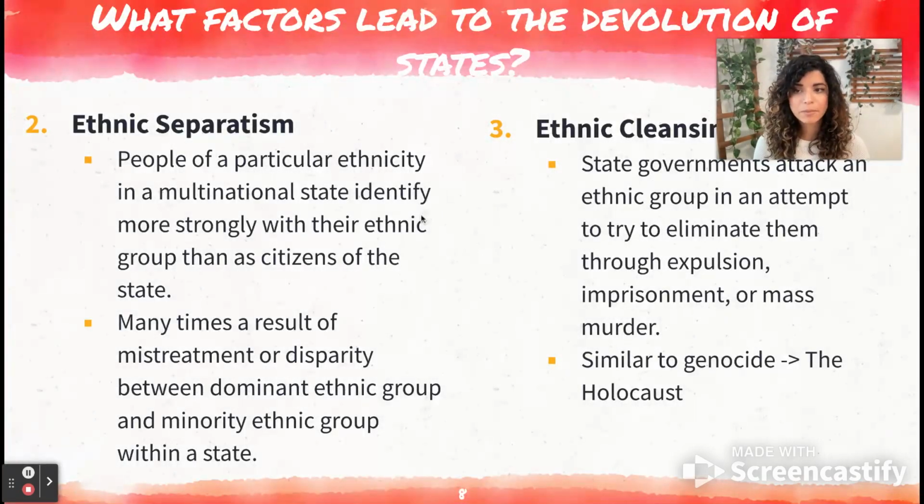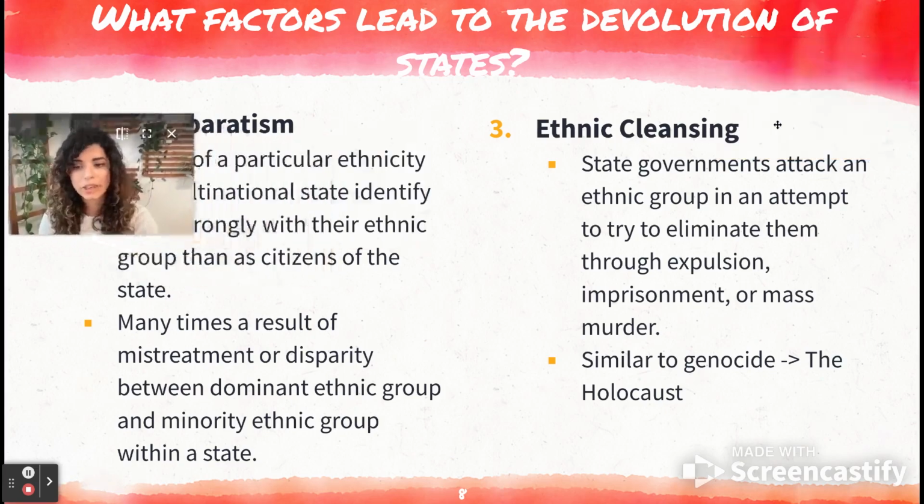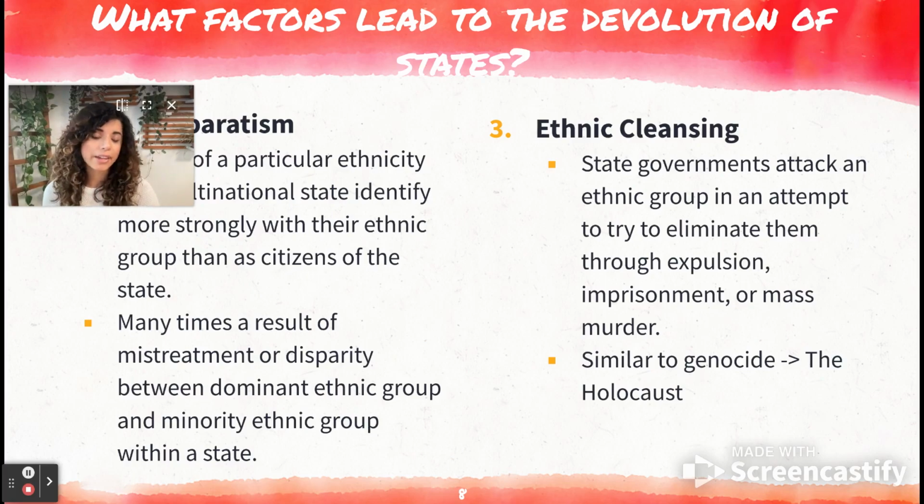So ethnic separatism. This is when people of a particular ethnicity in a multinational state, or a state that has multiple nationalities, identify more strongly with their ethnic group than as citizens of the state. When this happens, we start to see them gaining more of a sense and a want of independence. Many times this is a result of mistreatment of that particular group, or disparity between the dominant ethnic group and the minority ethnic group within a state. So if the minority feels that they are not being treated equally, if they're not being treated fairly, if they are at a disadvantage, then they might want their own independence.